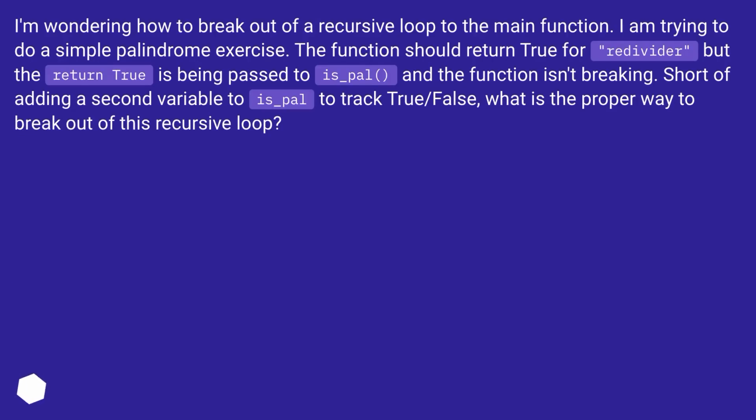Breaking out of a recursive function? I'm wondering how to break out of a recursive loop to the main function. I am trying to do a simple palindrome exercise. The function should return true for redivider, but the return true is being passed to is_pal and the function isn't breaking. Short of adding a second variable to is_pal to track true/false, what is the proper way to break out of this recursive loop?